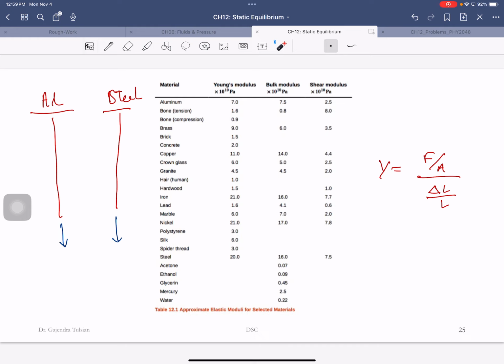Look at this. This is interesting. Human hair. Aluminum is only about 7 times stronger than human hair. Silk is 6 times stronger than human hair. A spider thread is supposedly very strong, but it's weaker than silk.